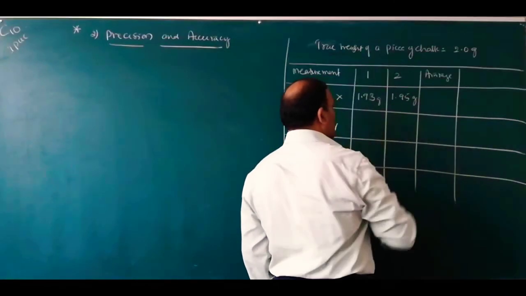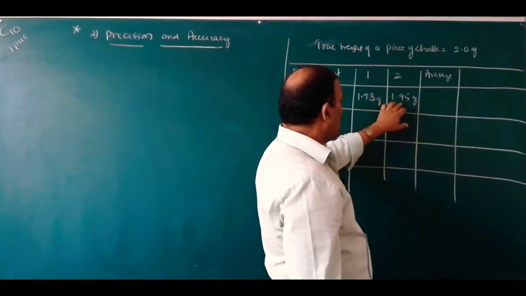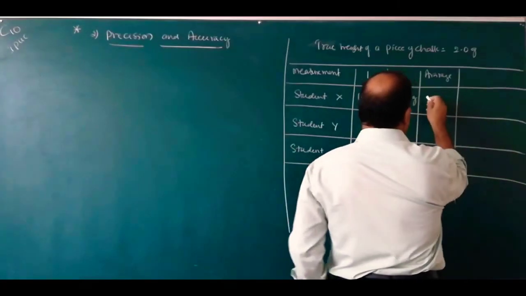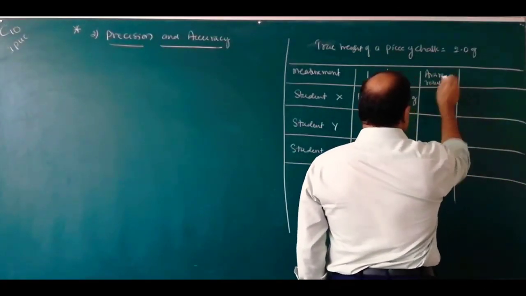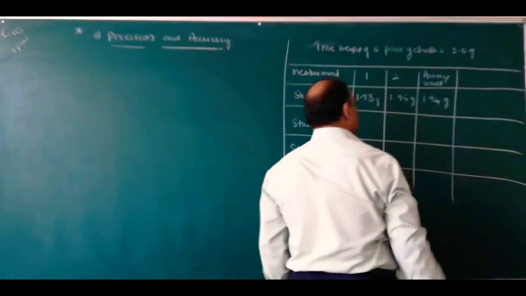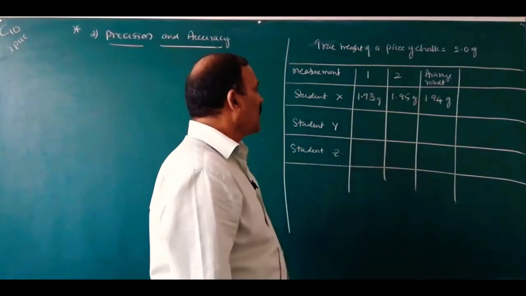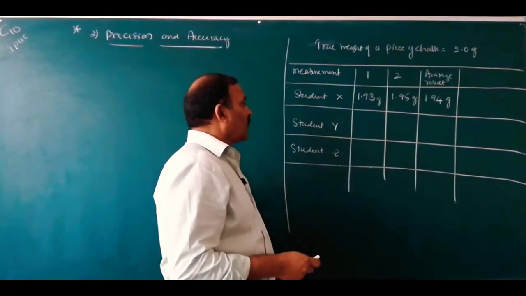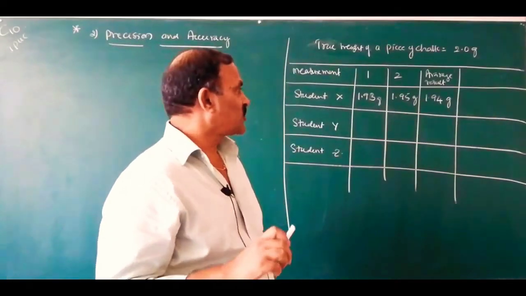So what is the average of these two? How to take the average? Add these two values and divide by 2, and you will get the average. So the average result is 1.94 gram. So I will call another student Y and tell him to weigh this piece of chalk.